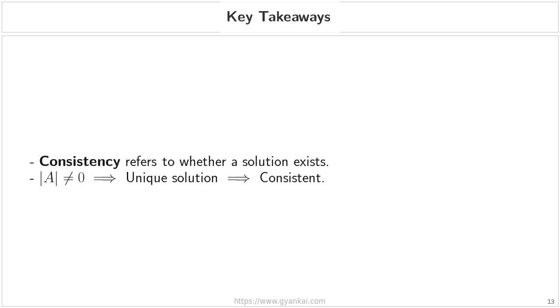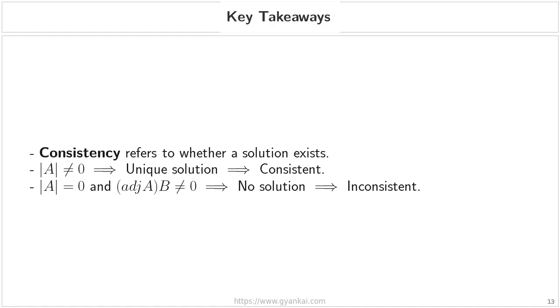First, when the determinant of matrix A is not equal to 0, it means the matrix is non-singular and invertible. This leads directly to a unique solution, and therefore, the system is always consistent. Second, if the determinant of matrix A is equal to 0, we have a singular case.